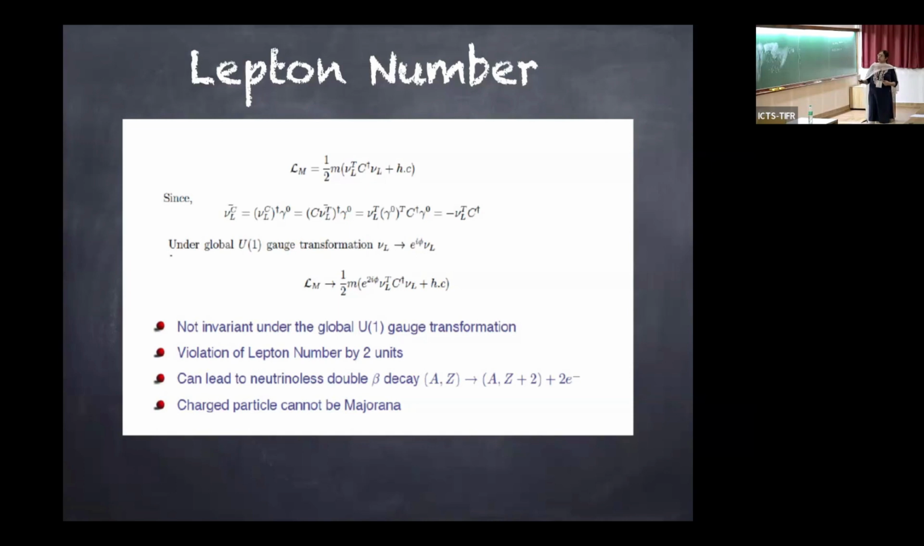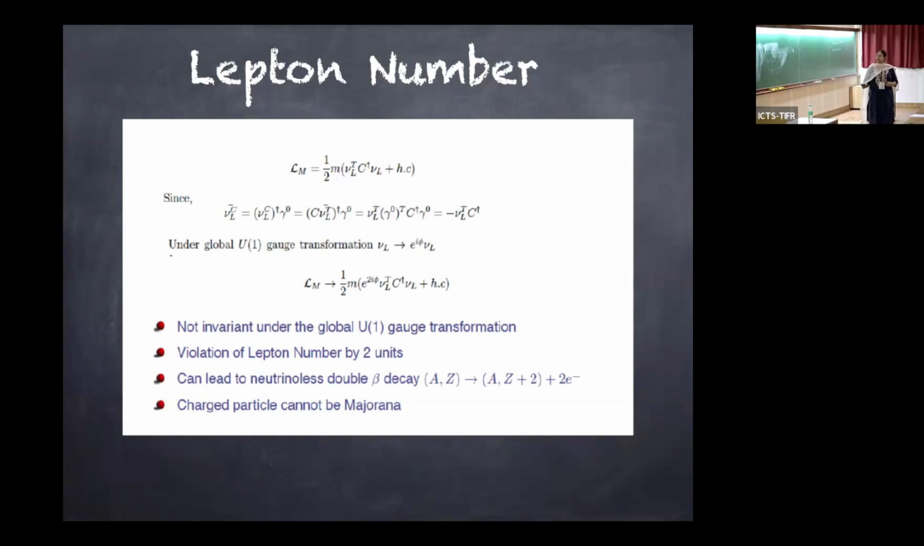And then if I have a global gauge transformation where nu L goes to e to the i phi nu L, nu L transpose will also go like that. So I will have this lepton number sitting here. So this is not invariant under the global U(1) gauge transformation. And if I say that this phi eigenvalue is 1, then the lepton number is violated by 2 units. And you have seen this morning, and you will see more lectures on neutrino-less double beta decay, which will occur if there is a lepton number violation.